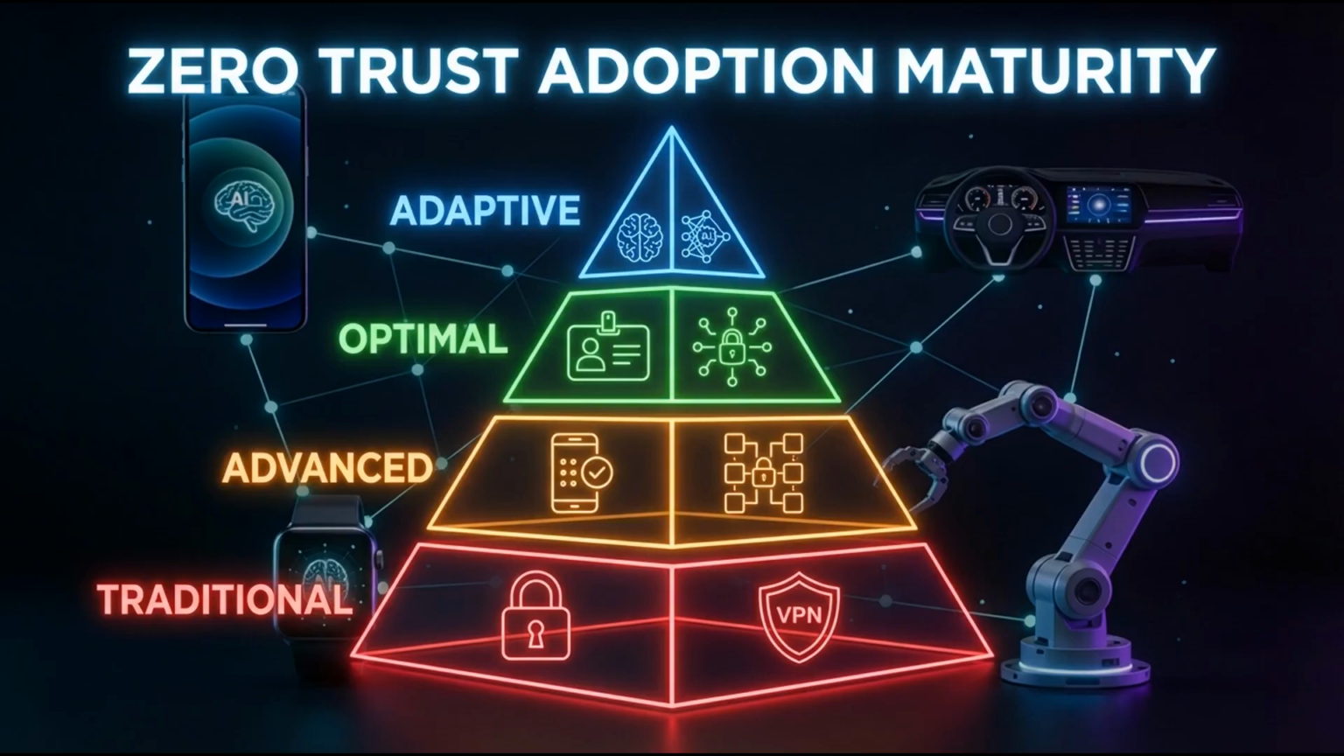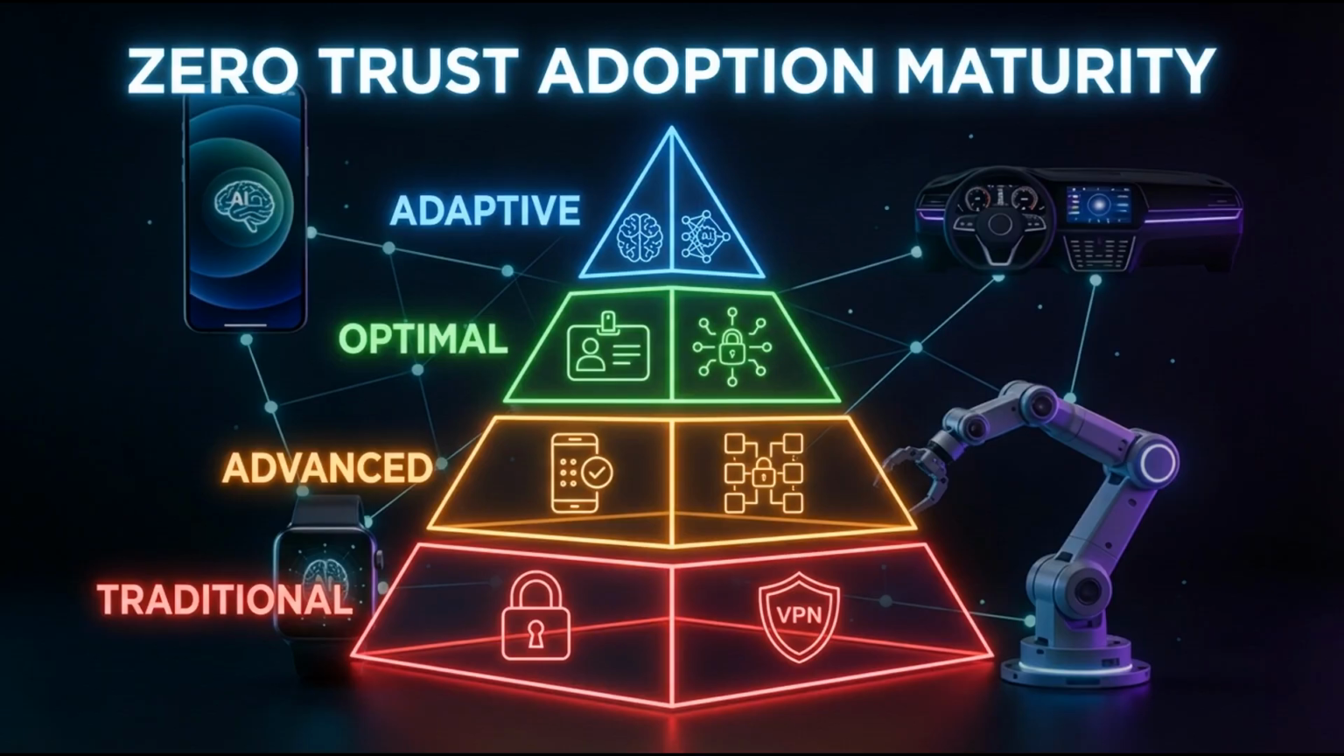Zero Trust adoption happens in stages. Think of it as a maturity model with 4 levels. Level 1, traditional. You have basic perimeter security, passwords, maybe a VPN. Most of your trust decisions are based on network location. Level 2, advanced. You've implemented MFA, you're starting to segment your network, and you've begun inventorying your assets and identities. Level 3, optimal. All access decisions are based on identity and context, not network location. You've eliminated standing privileges. You have continuous monitoring with automated response.